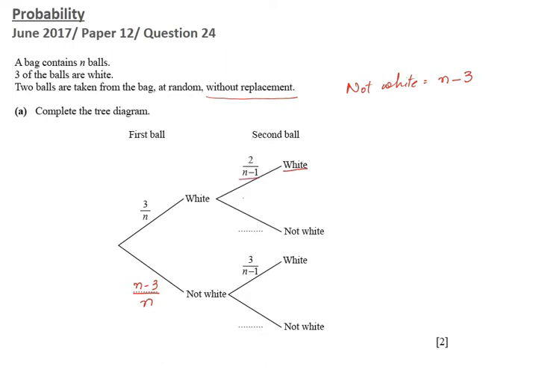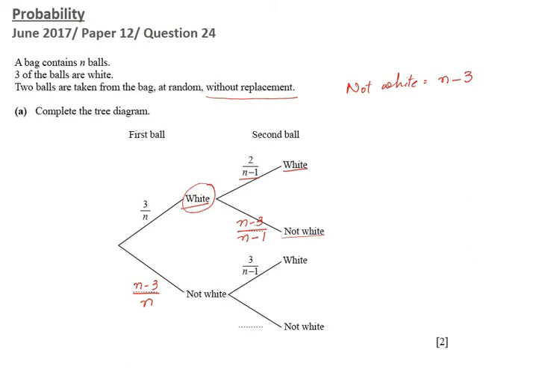Now if the first ball is white and the second ball is not white, how many not white balls do we have? n minus 3. And divided by, as we have taken the first ball and that was white, the denominator will be n minus 1. We will reduce 1 in the denominator.